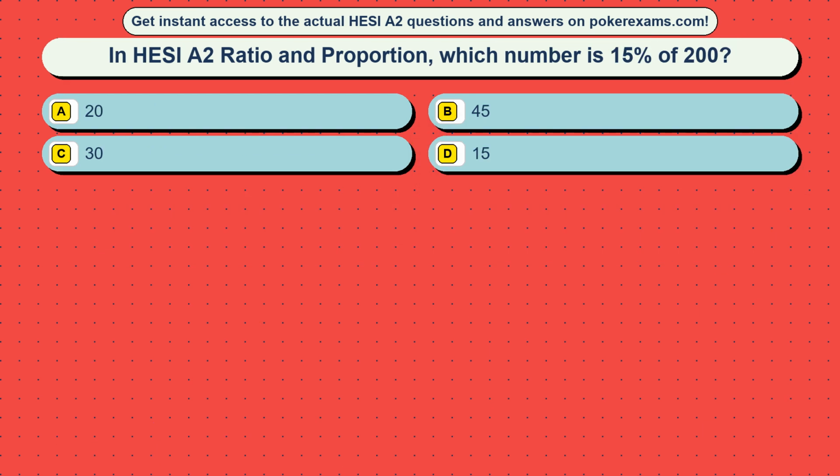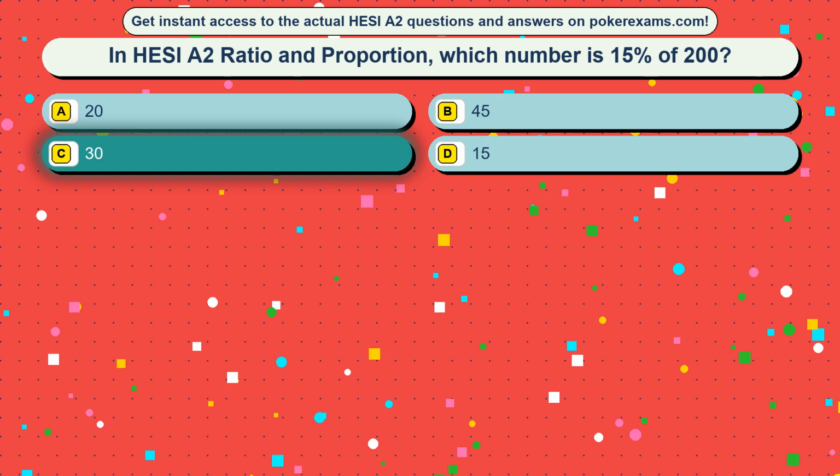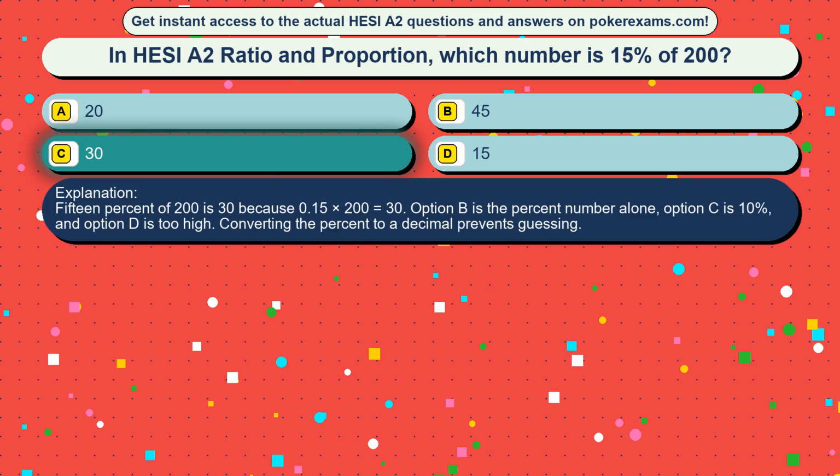Question 3. In HESI-A2 ratio and proportion, which number is 15% of 200? Option A, 20. Option B, 45. Option C, 30. Option D, 15. The correct answer is option C, 30. 15% of 200 is 30 because 0.15 × 200 equals 30. Option B is the percent number alone, option C is 10%, and option D is too high. Converting the percent to a decimal prevents guessing.